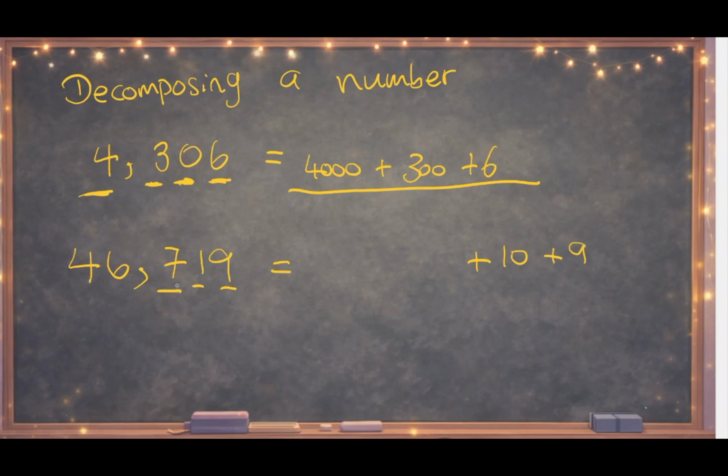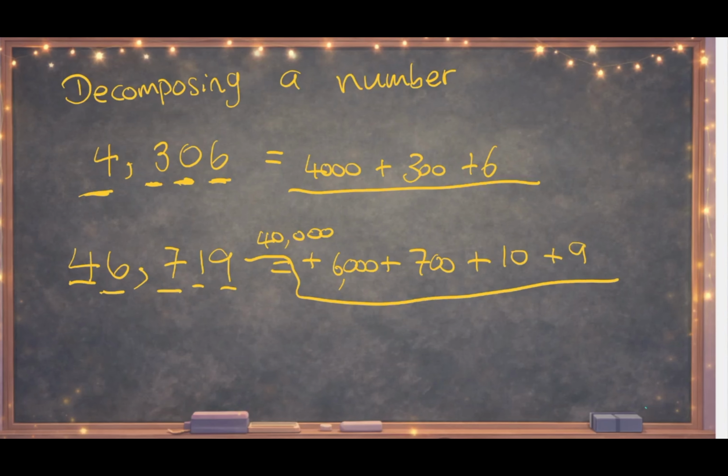Next place value, we have 700, so I add 700 here. Next place value, we have 6,000, so I add 6,000 here. Next place value, we have 40,000, so I am going to add 40,000 here. So I have decomposed 46,719.